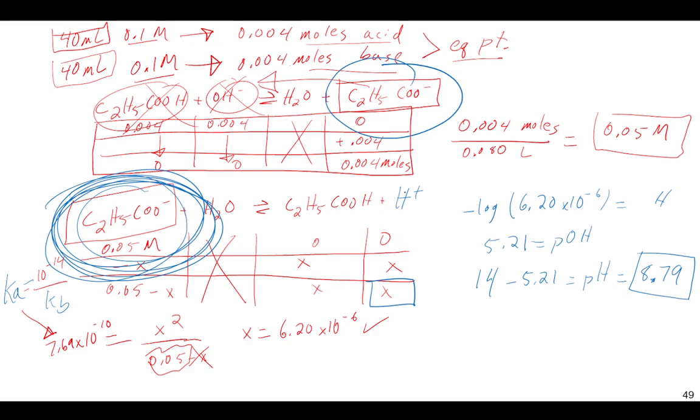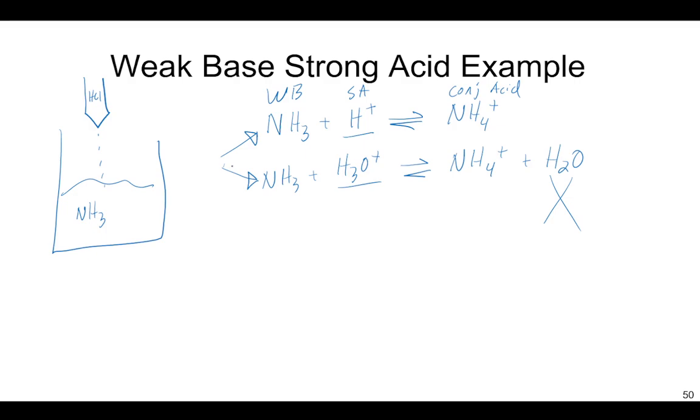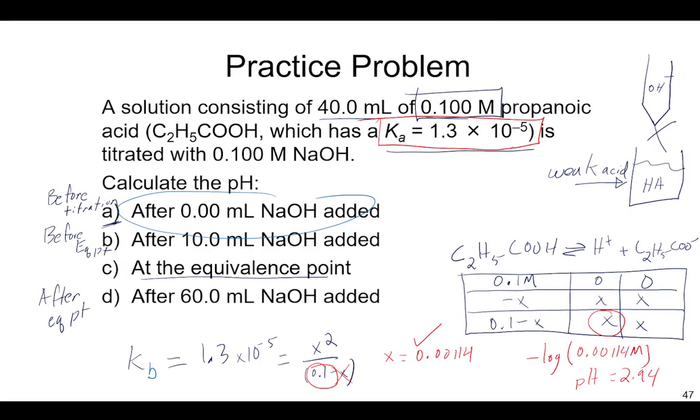Okay, so there's a lot of symmetry here. It's all the same steps. It's just that you're starting with a weak base instead of a weak acid, and so you're creating a conjugate acid instead of a conjugate base. And you might have to use Kas versus Kbs, and you might be calculating pH versus pOH. But if you master the practice problem we've done here, you should be able to do similar problems for weak base, strong acid titrations.